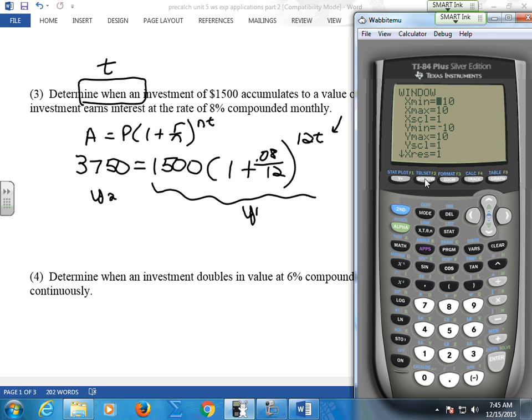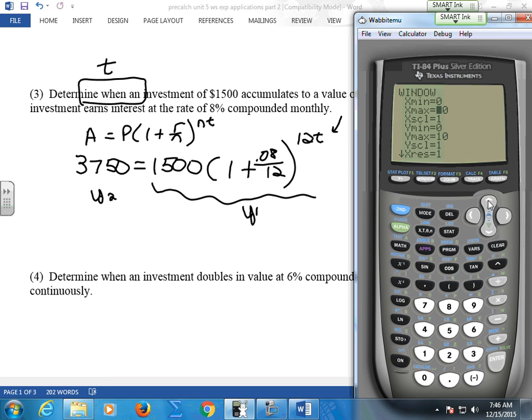What should my mins be for my x and my y? 0. Why is that? Because you can't have a negative interest. Good. You can't get a negative time or a negative accrued amount. We're talking time on our x and our accrued amount on our y. Now, let's estimate. How many years do you think this is going to take?